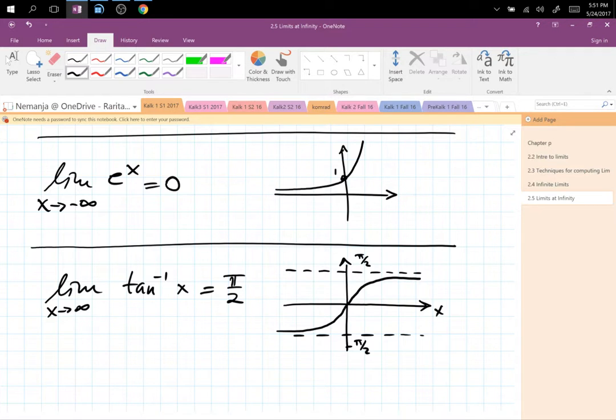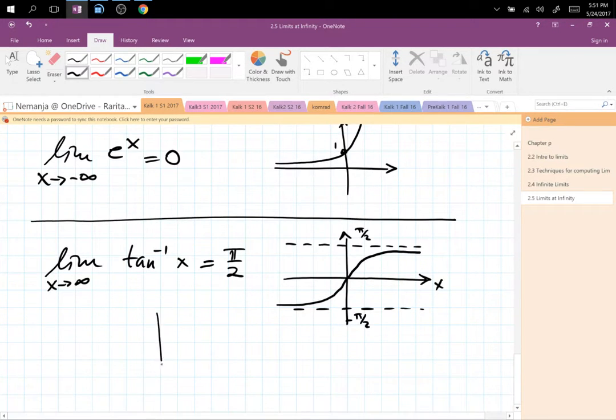Gotta know the graphs. So if the tangent graph looks like this, and the domain goes from negative pi over 2 to positive pi over 2, then the inverse graph must look like the one that I have on the right, with the range being negative pi over 2 to pi over 2, because that's how it goes. Awesome.